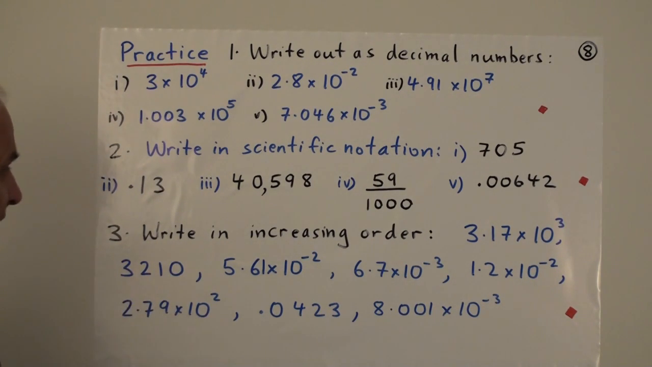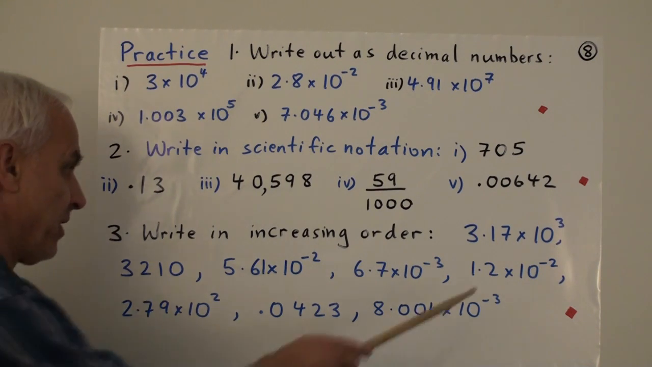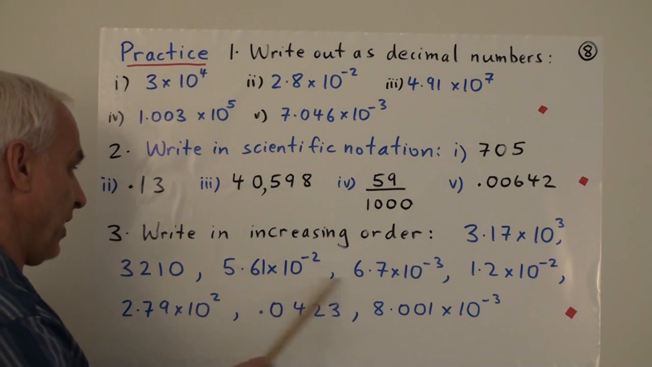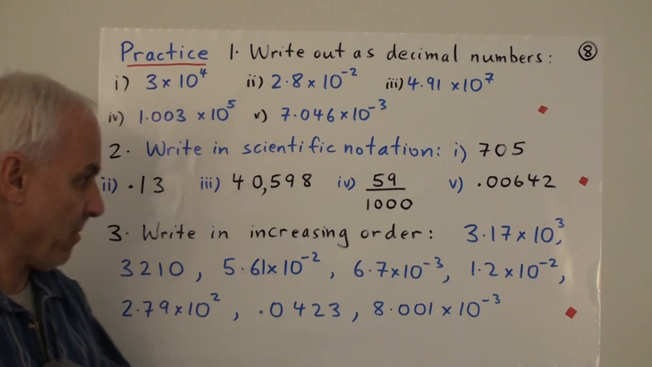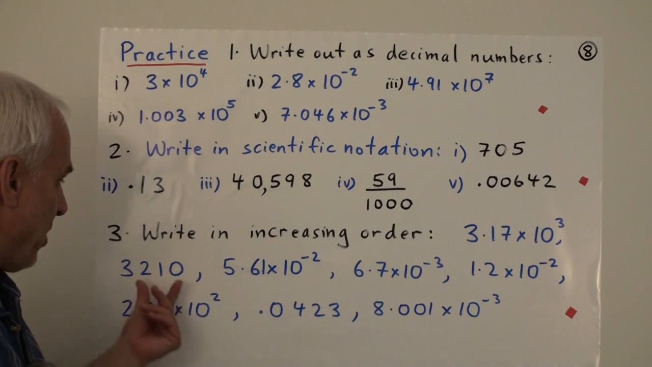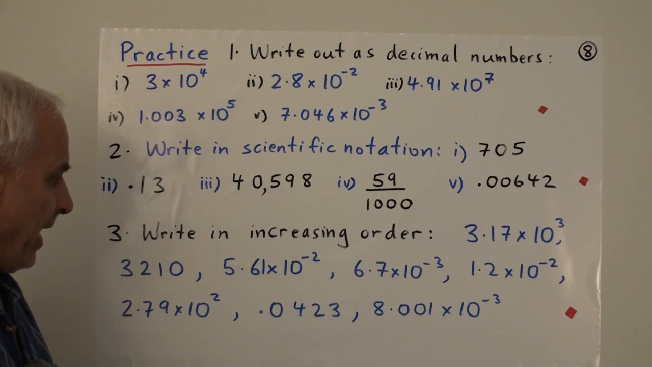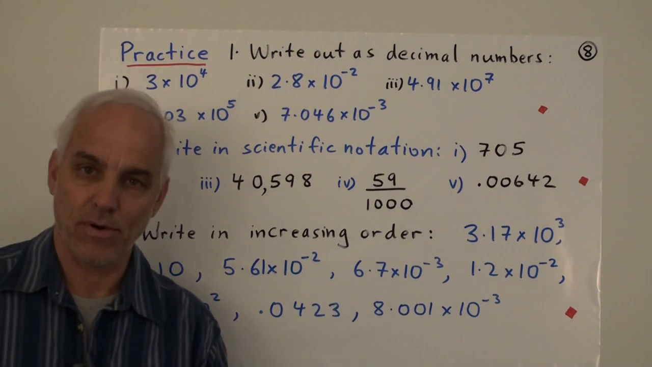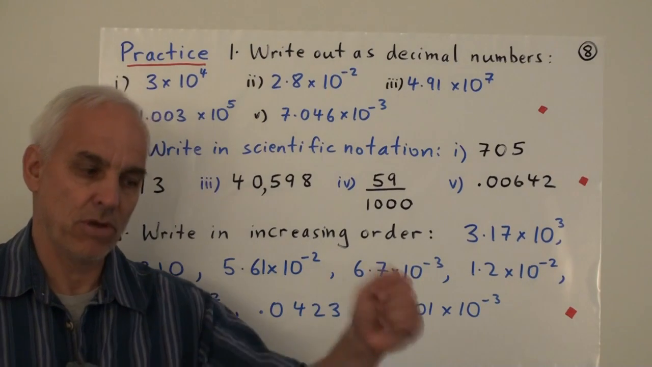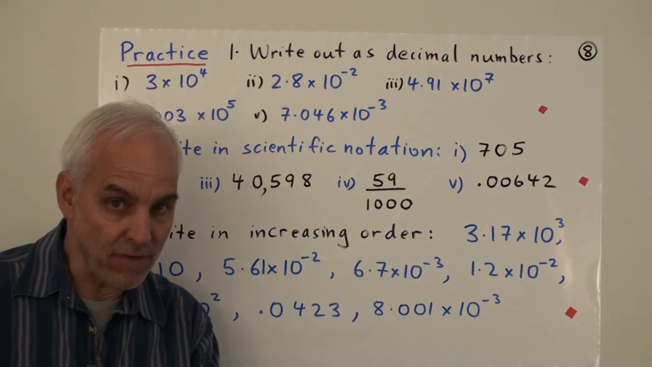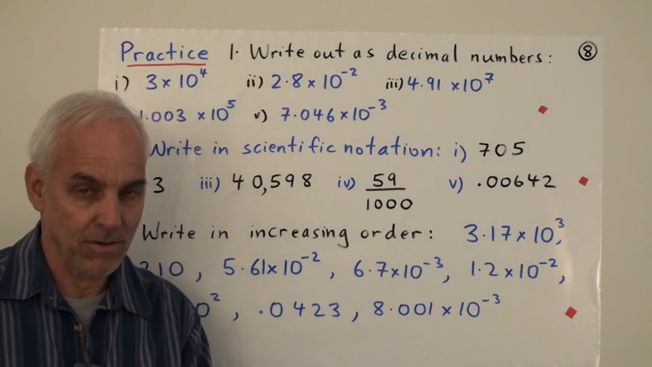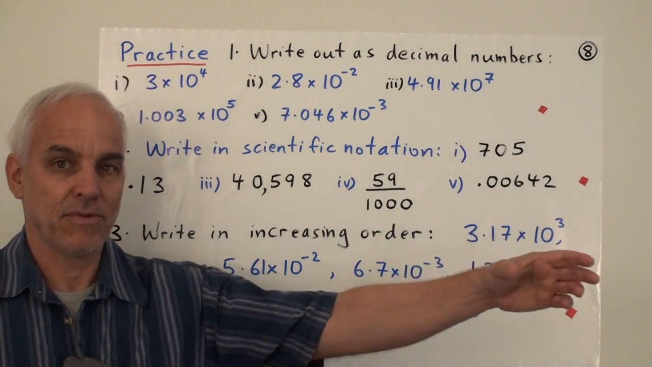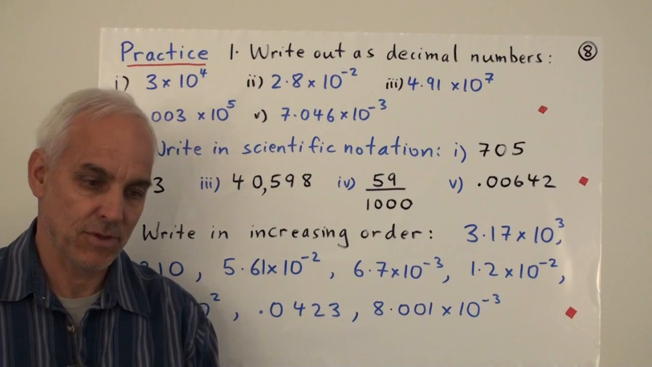And then finally, to take these numbers, and there's 1, 2, 3, 4, 5, 6, 7, 8 of them. Some of them are in scientific notation, some of them are in standard form. And to write them in increasing order. Increasing order means write the smallest one first, and then the next bigger one, then the next bigger one, with the biggest one at the end. So increasing order.